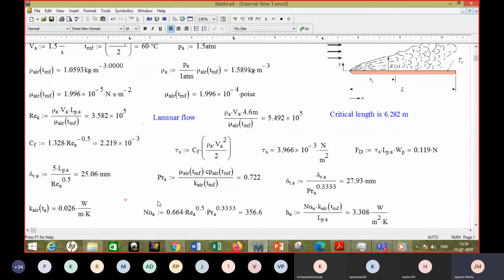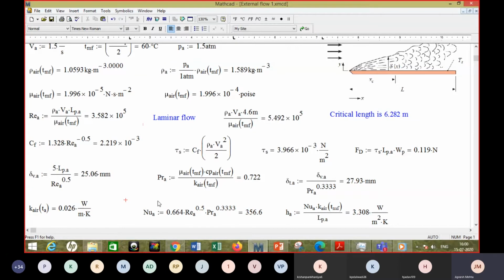Now we want to find out the heat transfer rate from the plate. Why would heat transfer occur from plate to air? Because the free stream temperature of air is less than the surface temperature of the plate, which is 90 degrees Celsius. So obviously there will be heat transfer from the surface of the plate to air. There is a temperature difference, a potential available for heat transfer.